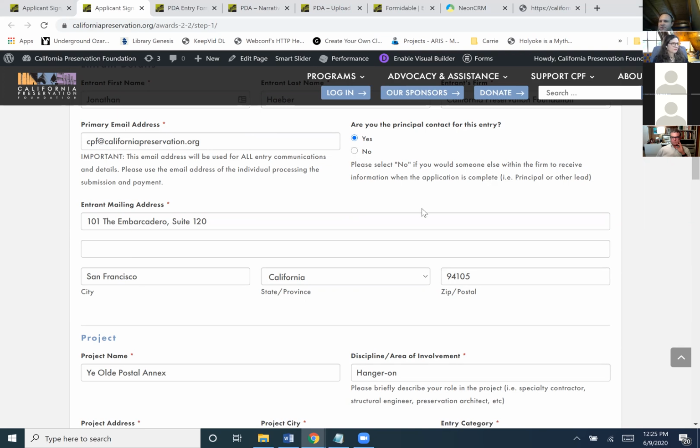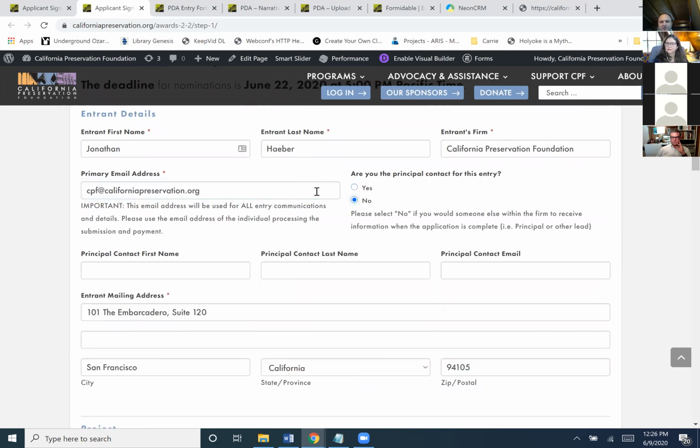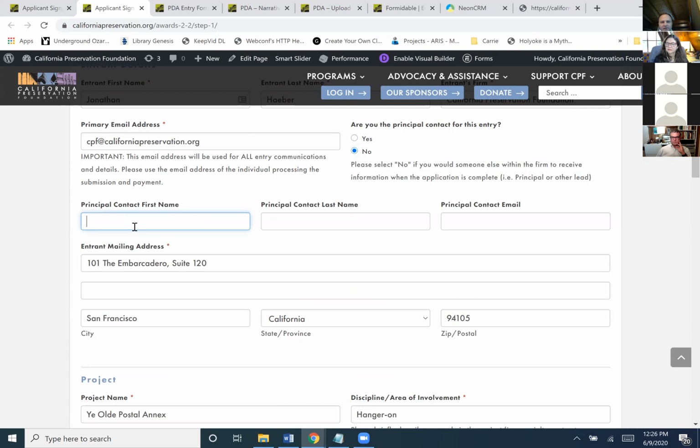So it's whoever is the submitter, because whoever is this email will receive all the communications relating to the application itself, and you want to be sure that you're receiving all of those as you proceed through the application. So if this person here is not that person, this field here allows us to get more information on who that is.